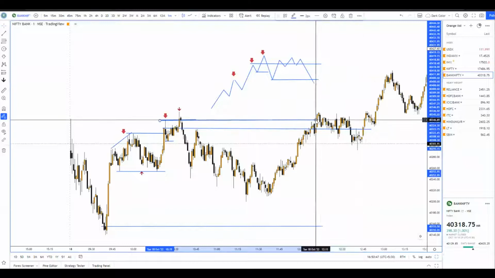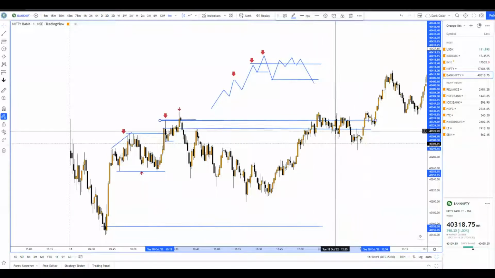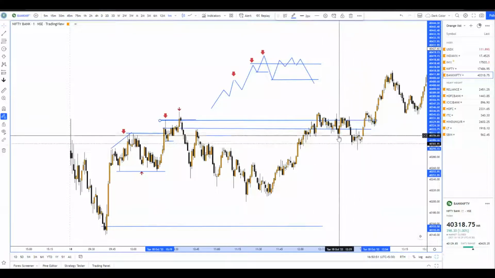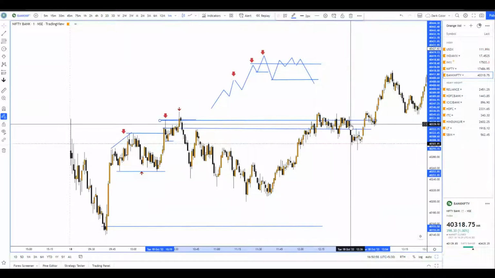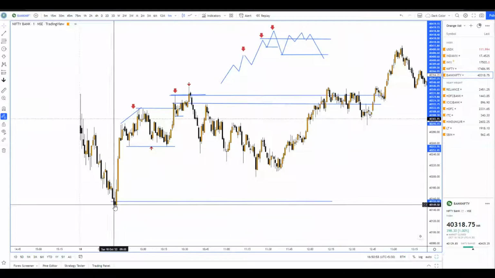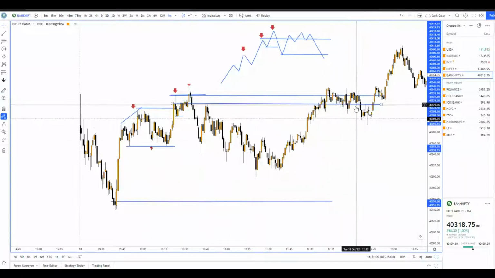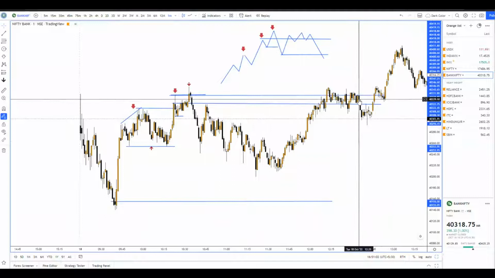See, there's lots of testing of this zone. 1, 2, 3, 4, 5, pull down, right? But we do not see a clean entry of this golden structure here. Since the origin is intact, we always want to sell here, but we are not getting a proper entry. So just avoid it.